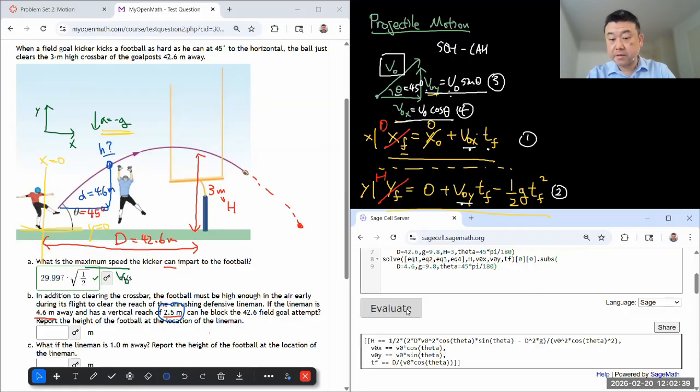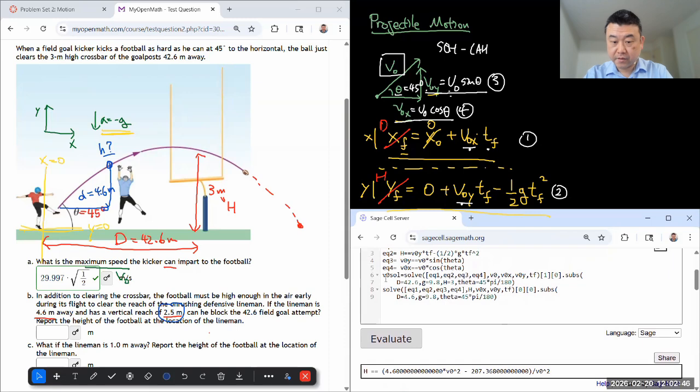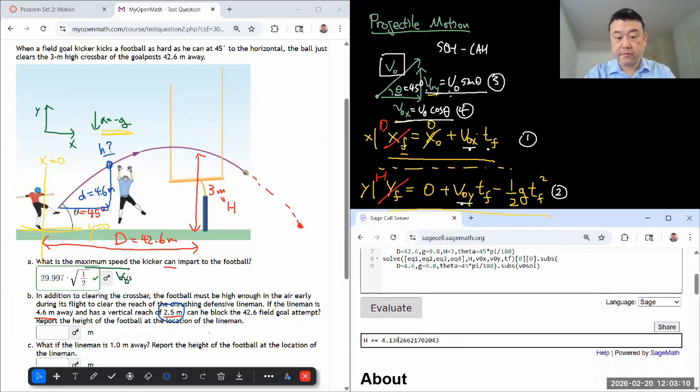Now when I do it this way, there will still be one unknown. V naught will still be an unknown. So I need to plug in a V naught, and I can do that through this here. The substitute syntax accepts a few different formats. One of the formats it accepts is an equation, so this is a variable containing that equation. I can pass it as input to substitute, and it'll substitute in the value of V naught. And it gives me this height, 4.138.